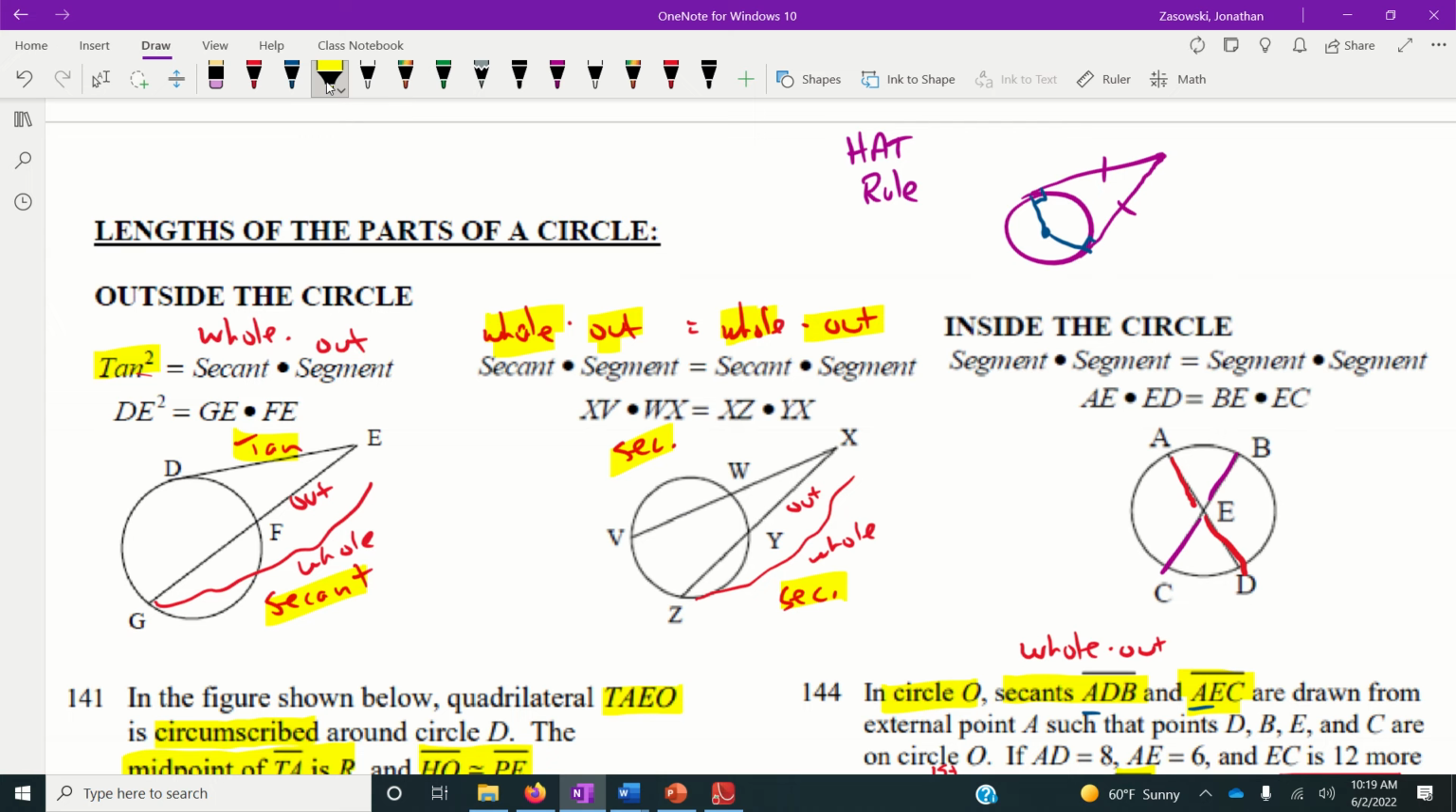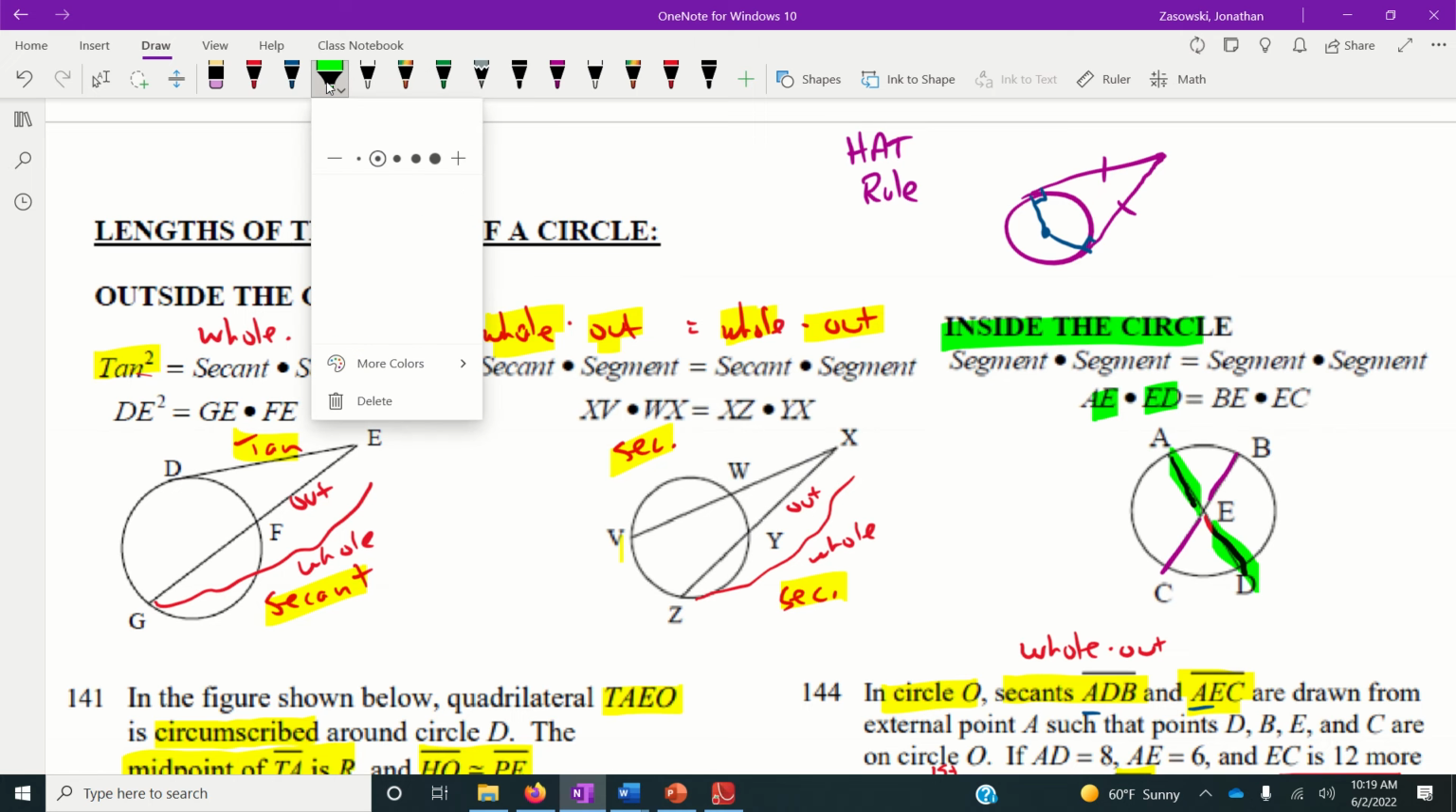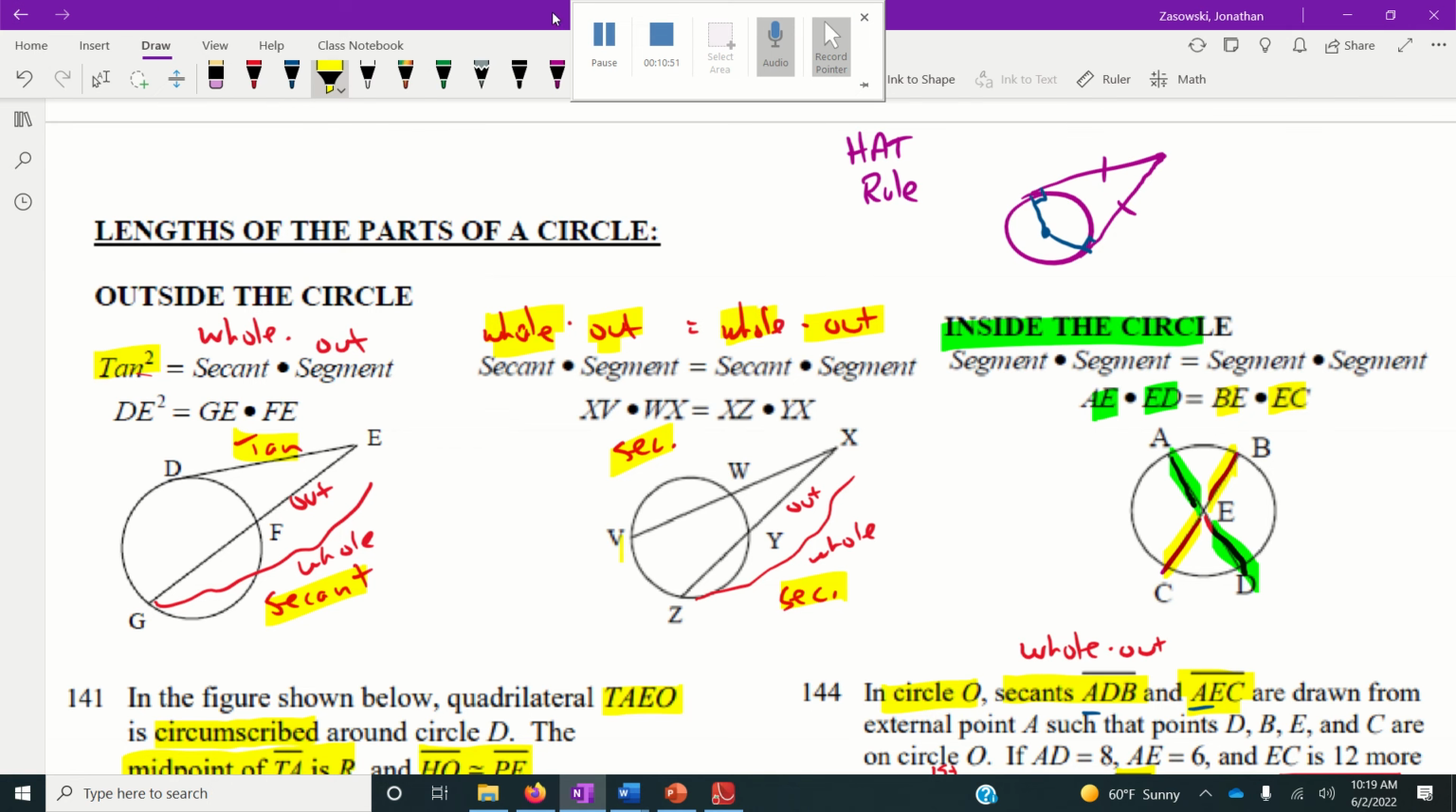All right? And then if we have angles that are intersecting inside the circle, we're going to multiply the parts of those two chords together. So AE times ED here is going to equal the parts from the other chord, which is going to be CE and EB. So just part times part for each chord. All right, let's take a look at 141.